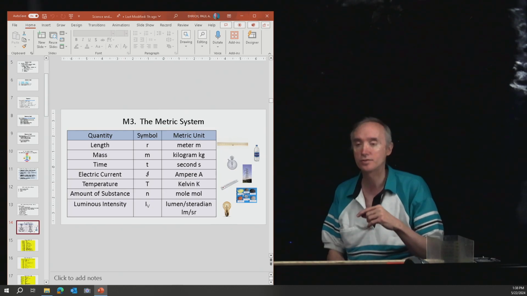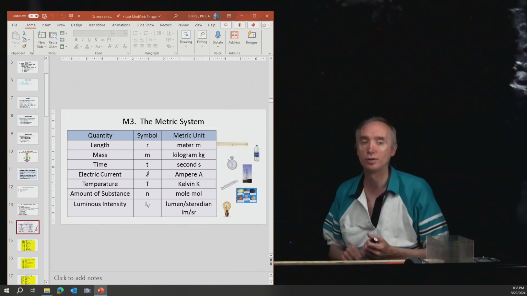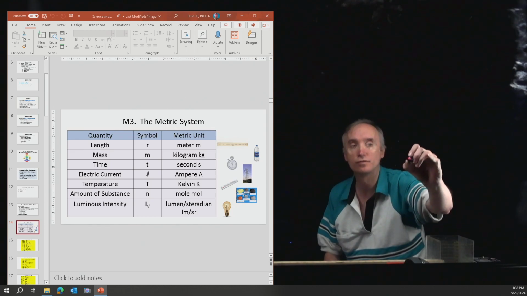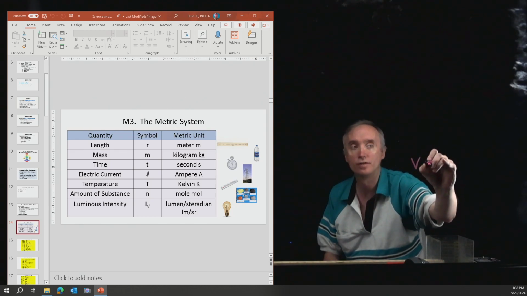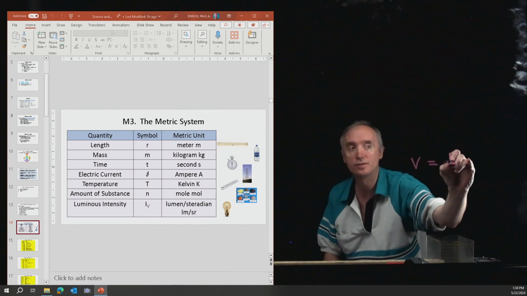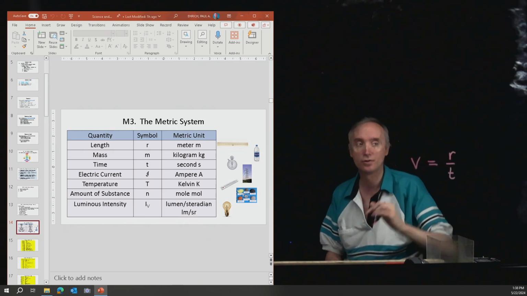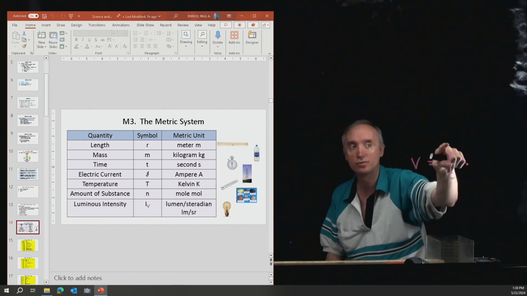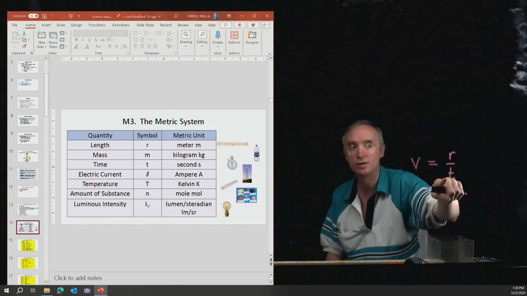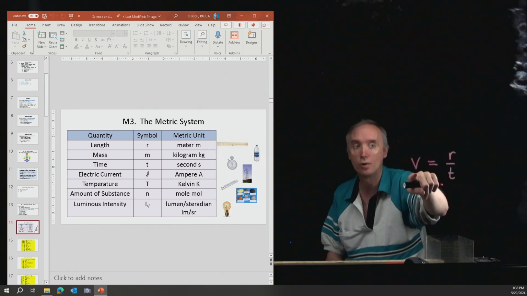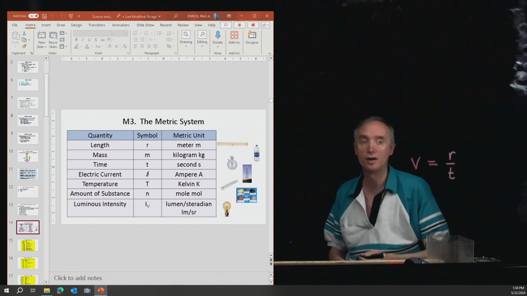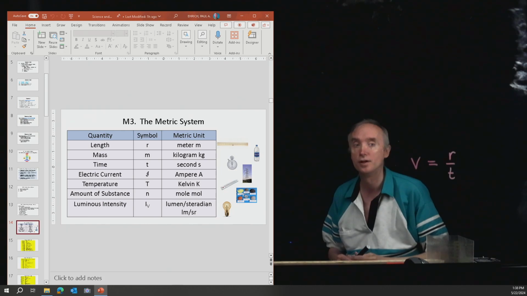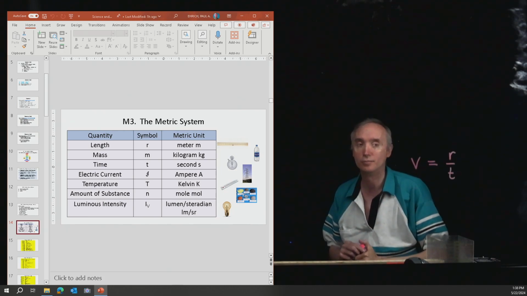In our previous video, we did a problem in which we had to use the formula that the average velocity was equal to the distance divided by time. So these two terms here are fundamental terms, distance and time, and these are the two building blocks that can be used to generate another quantity over here, which is the velocity of an object. So these are the 7 basic building blocks in the metric system.